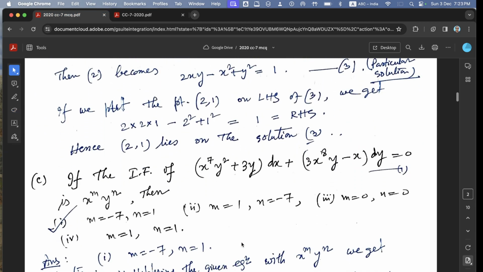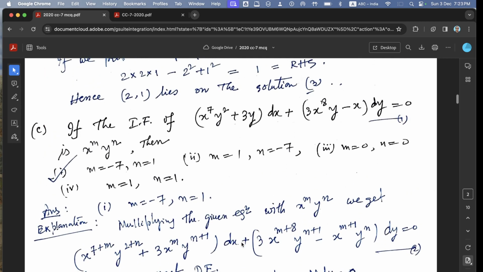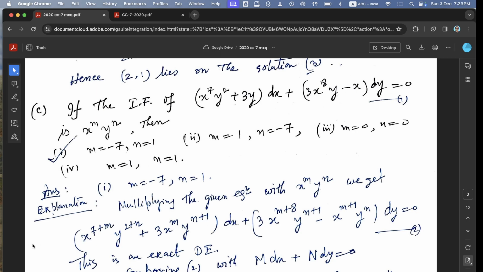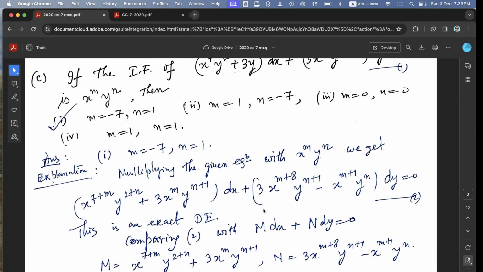Here, multiplying the given equation with the integrating factor x to the power m y to the power n, we get (x to the power 7 plus m, y to the power 2 plus n plus 3 x to the power m y to the power n plus 1) dx plus (3 x to the power m plus 8 y to the power n plus 1 minus x to the power m plus 1 y to the power n) dy equal to 0. This is an exact differential equation. Comparing with M dx plus N dy, M equals this part and N equals this part.